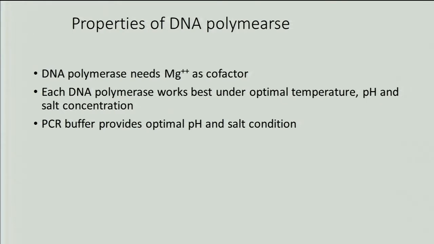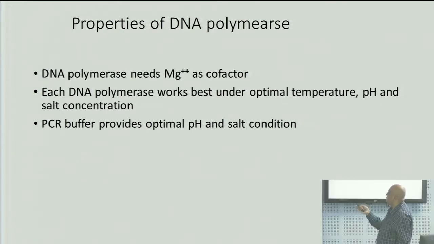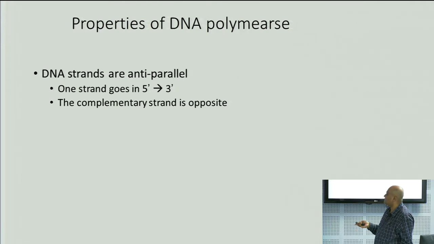These are basically telling you the properties of the DNA and what conditions the DNA polymerase needs. It needs magnesium ions to keep the reaction going. It needs optimal temperature, optimal pH, and optimal salt concentration, considered by the magnesium ion. Here again, the PCR buffer provides this. If that is not achieved, you would not be able to get the reaction.